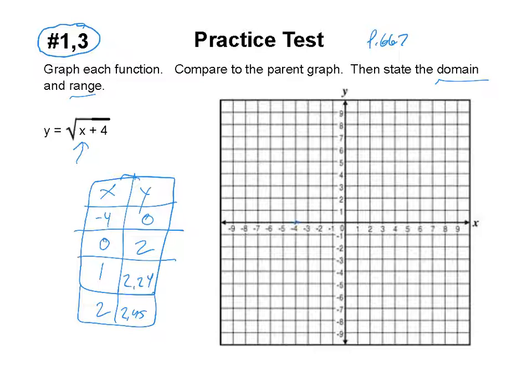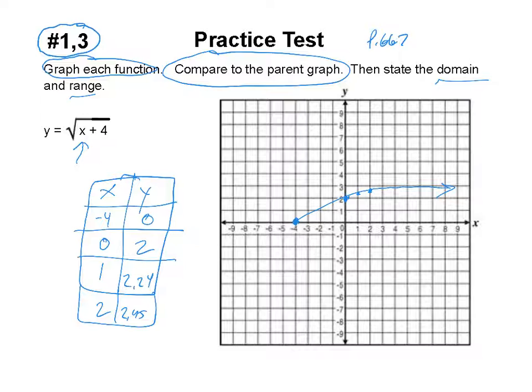Okay, and so that should give us enough info to graph, right? -4 is 0. Now we know where it starts. Okay, and then 0, 2; 1, 2.24; and then 2, about 2.5. So notice it's going to really level off and just kind of go like that, right? And so then don't forget there's 3 parts to this question. They wanted us to graph. We got that done. Compare it to the parent graph, so don't forget that.